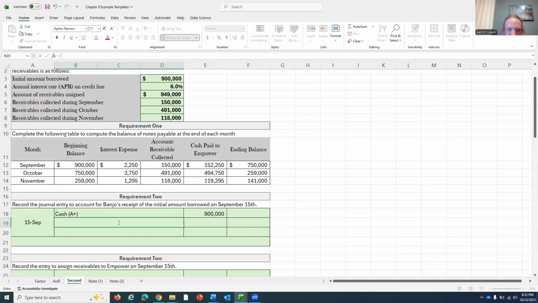And like all lenders do, when you make a borrowing with them, you have to sign a promissory note saying you agree to repay it, some terms of contract, if you will, and we book that as accountants under notes payable. So we borrowed from Empower on secured credit line.